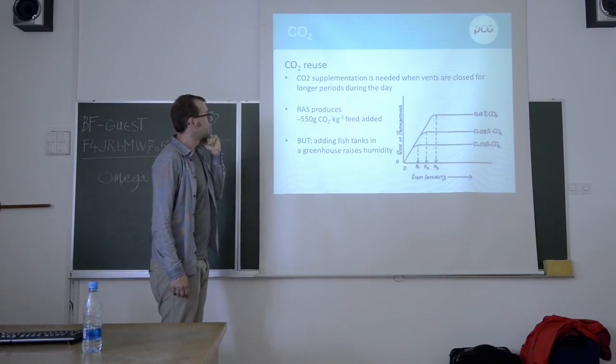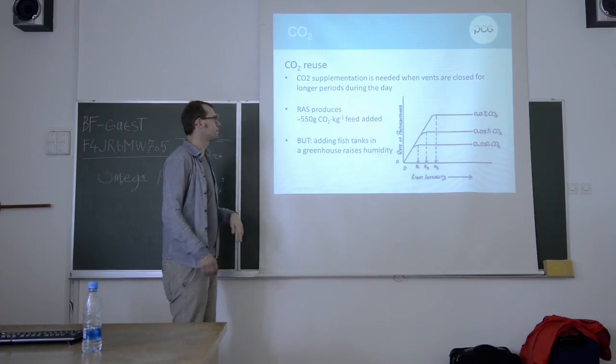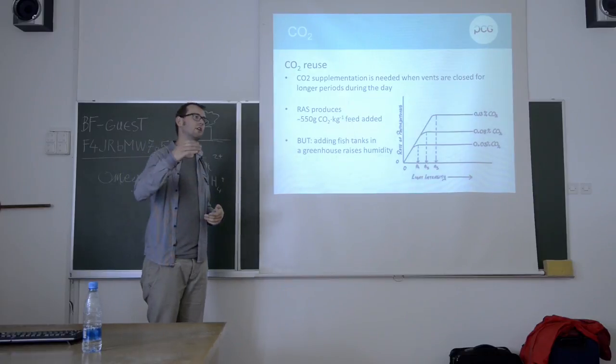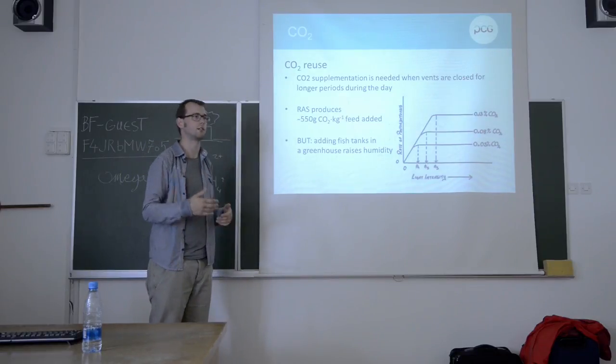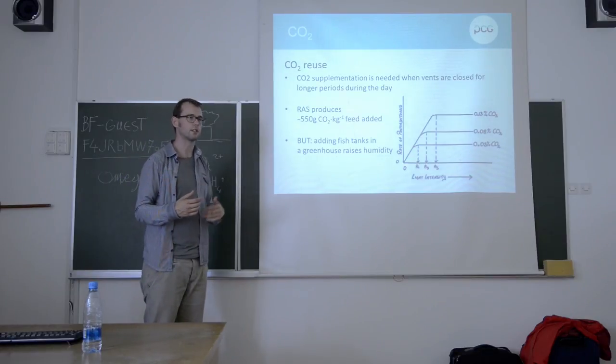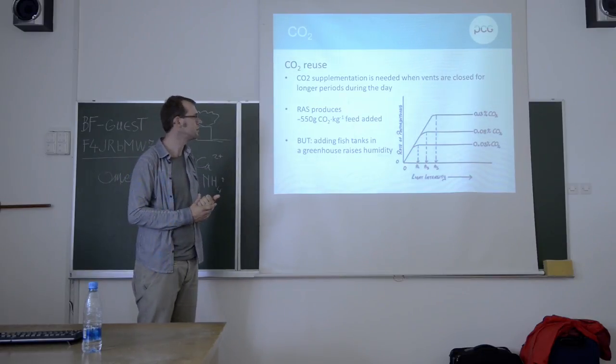Now, an RAS system produces about 550 grams of carbon dioxide for every kilogram of feed that you add. It depends, of course, on the protein content, because a lot of that carbon dioxide is coming from the bacteria in your biofilter.